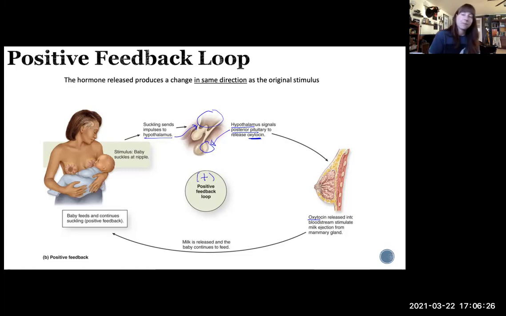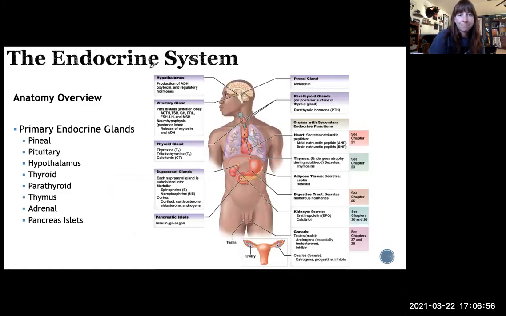Positive feedback loop. The positive feedback loop ends when the initial stimulus goes away, okay? So rather than the end stimulus shutting off the initial stimulus in a negative feedback loop, that final stimulus actually causes the initial stimulus to go stronger, and we go round and round again. Once the baby detaches from the nipple, that initial stimulus is gone, okay? Baby gets full and detaches.